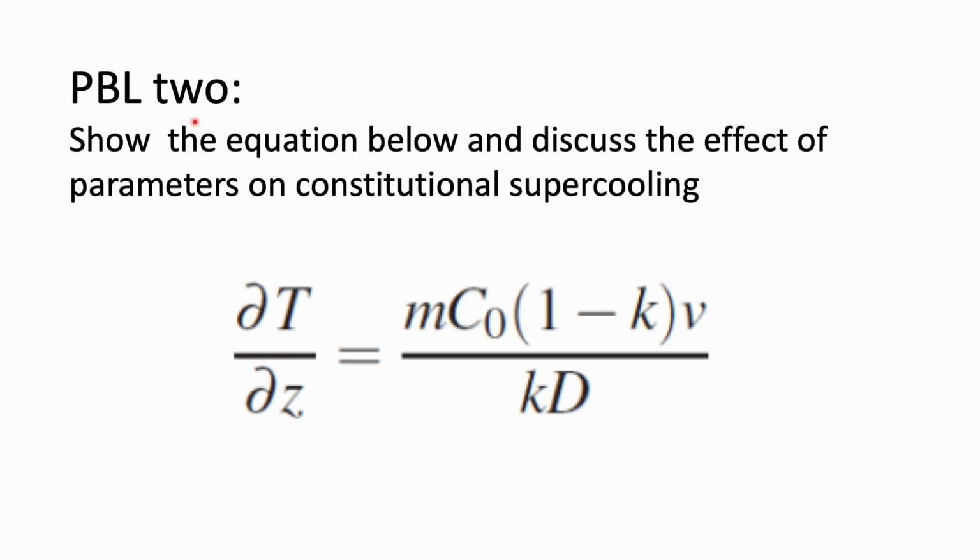In our PBL2 class, we will discuss the equation here. This is the important equation to explain the details of constitutional supercooling. In order to explain the detailed mechanism, we need to understand each parameter in this equation, and then understand how changing these parameters connects with constitutional supercooling. In other words, in order to avoid constitutional supercooling, which parameters in this equation can we change? That's all for today. Thank you.